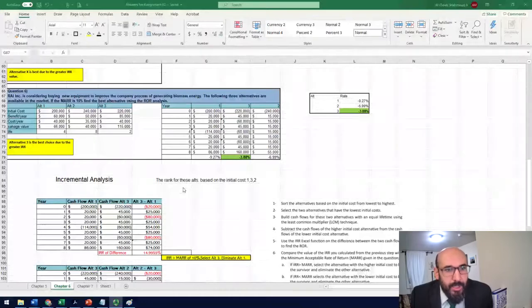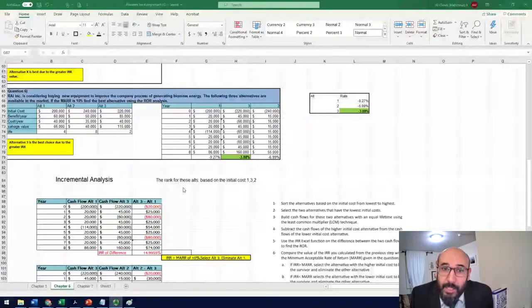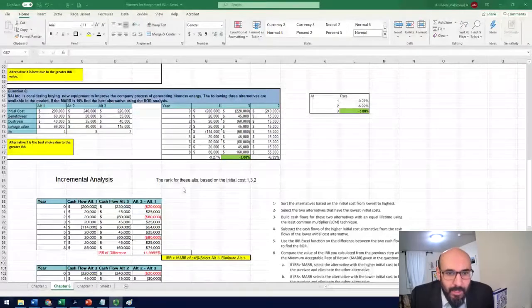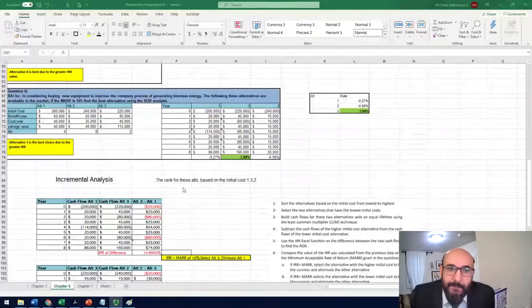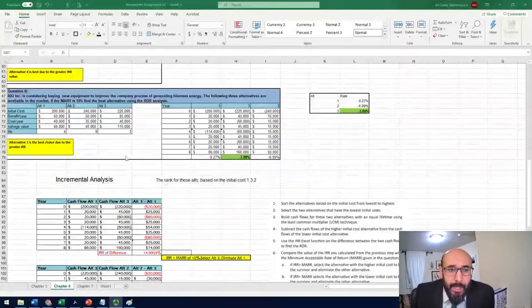RAI Inc. is considering buying new equipment to improve the company's process of generating biomass energy. The following three alternatives are available in the market. So they're going to buy a specific machine to help them with biomass energy. If the MARR, the minimum acceptable rate of return, is 10%, find the best alternative using the rate of return analysis. So first of all, let me comment on the MARR.